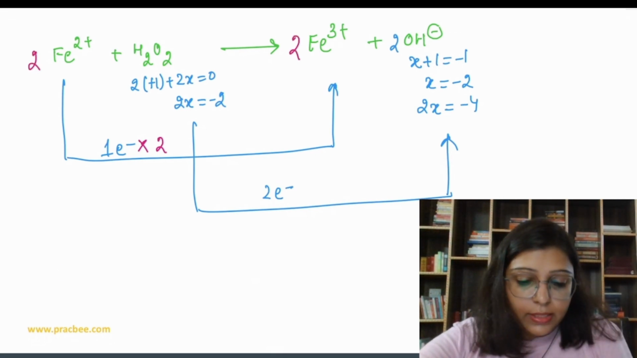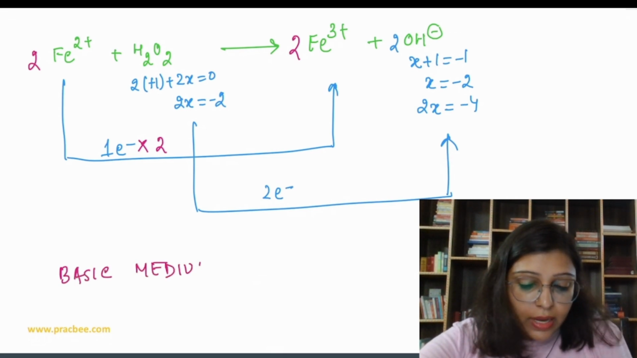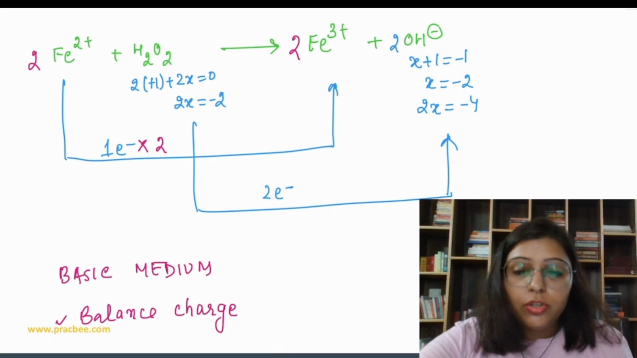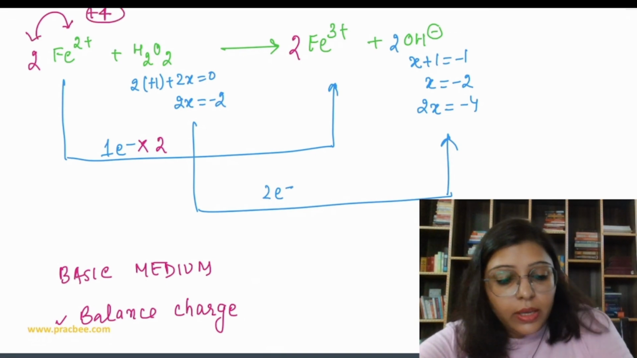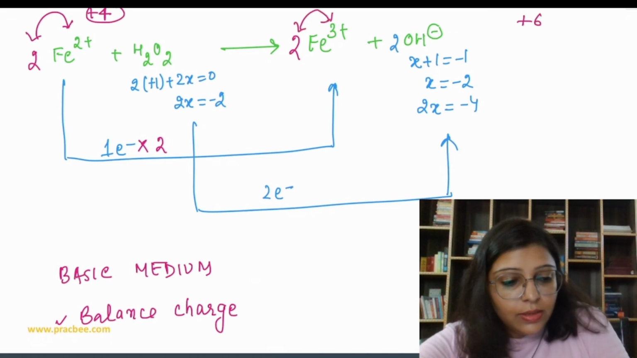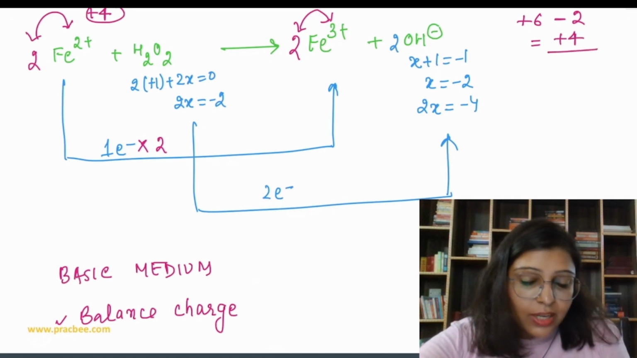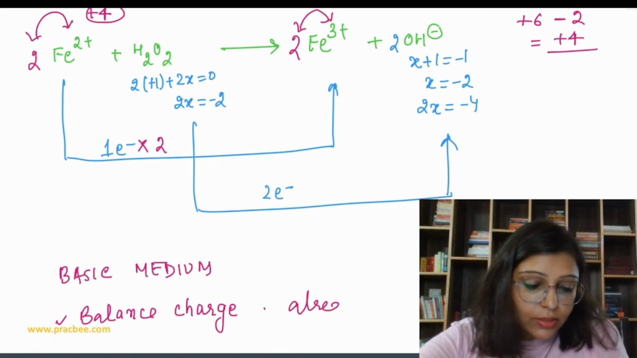Now this is in basic medium. So in basic medium, we have to balance charge. Let's balance charge. So look, how can we balance charge? Here 2 2s are 4. Here total plus 4 charge is there. Here 2 3s are 6 plus 6 minus 2, that is equal to plus 4. It means charge is already balanced.